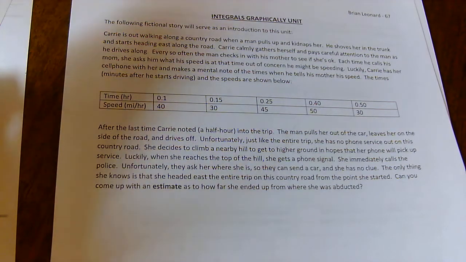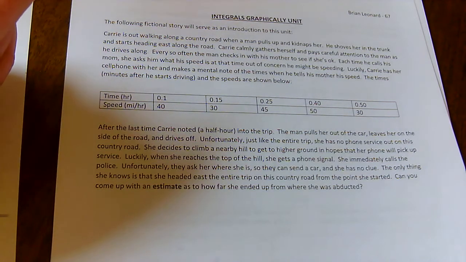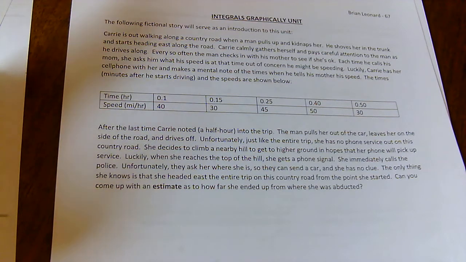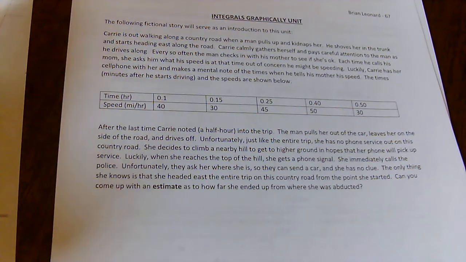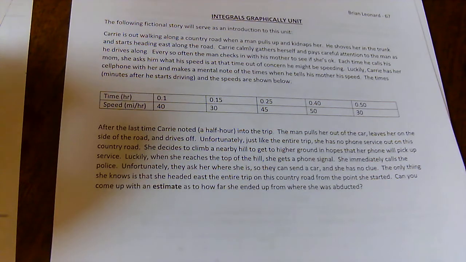After the last time, which is a half hour into the trip, the man pulls her out of the car, leaves her on the side of the road, and drives off. Unfortunately, just like the entire trip, she has no phone service. She decides to climb a nearby hill to get to higher ground and hopes her cell phone will work. Luckily, when she reaches the top, she gets phone signal. She immediately calls the police.